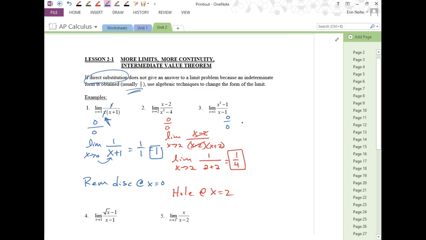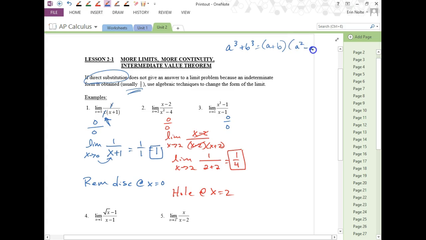Do you guys remember how to factor difference of cubes? Here's a little thing you might write down, a difference of cubes. This also works for the sum of cubes. I'll write both of them down at the very top here. If you have a cubed plus b cubed, that's a sum of cubes. Usually when you see this, you have something like x cubed plus 8. It factors into a plus b, and then a squared minus ab plus b squared.